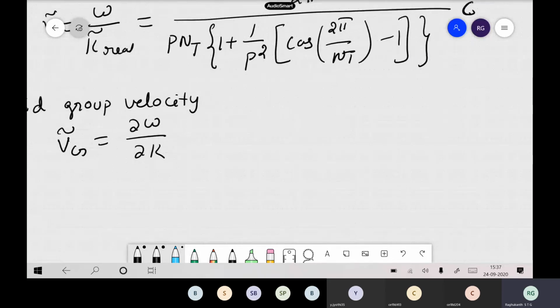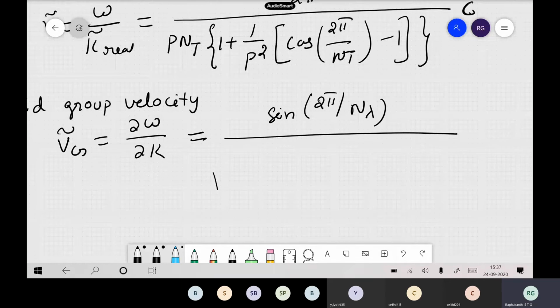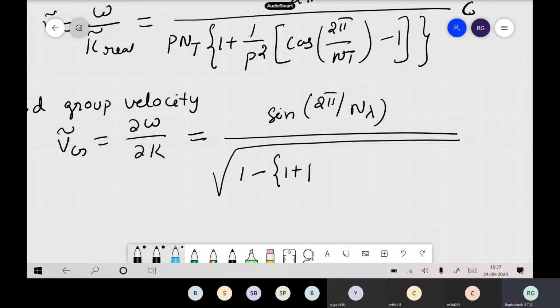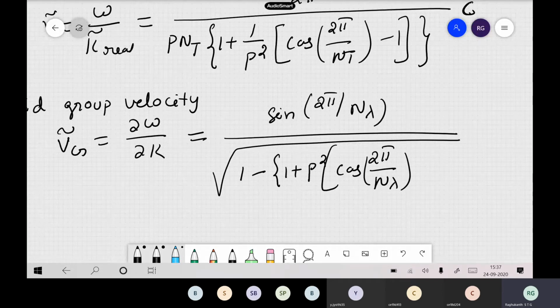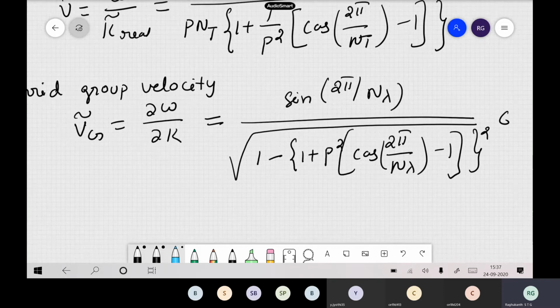So you can write this expression as sine of 2 pi by n times lambda, divided by the square root of 1 plus p square, cos of 2 pi by n times lambda minus 1, multiplied by c. So this is the group velocity actually. This is how all the things come into the picture.